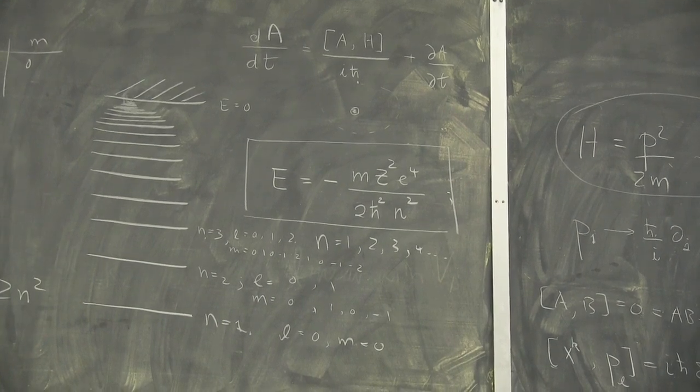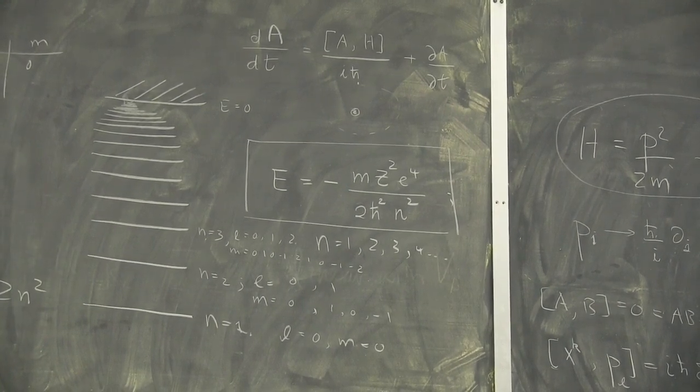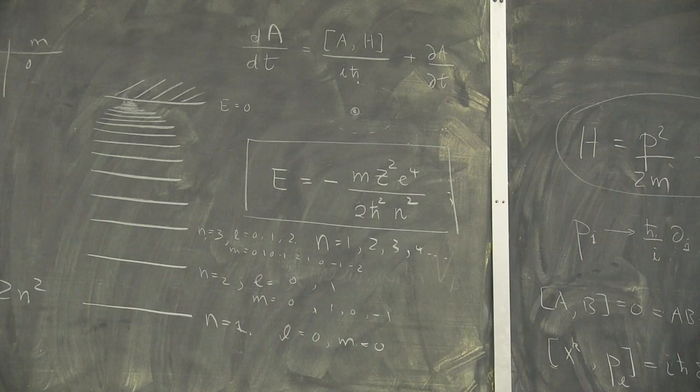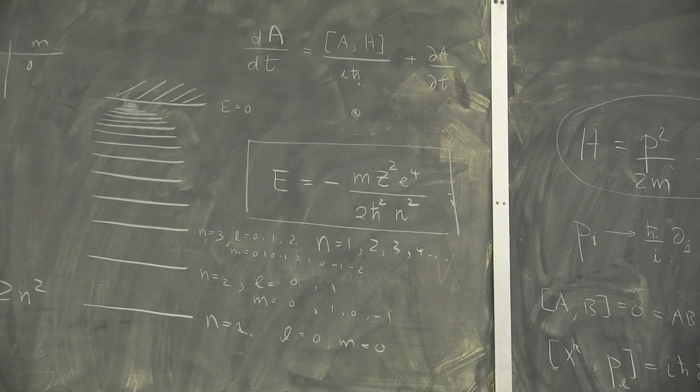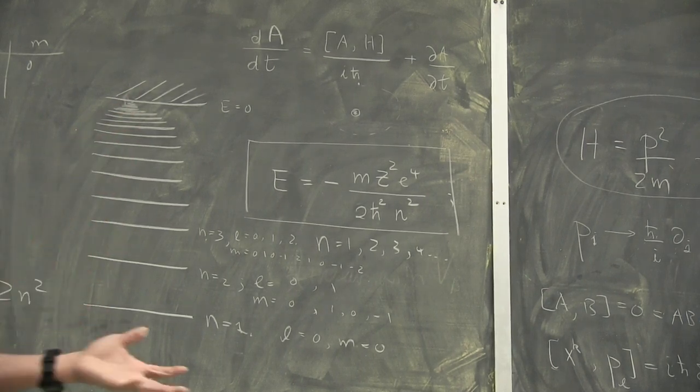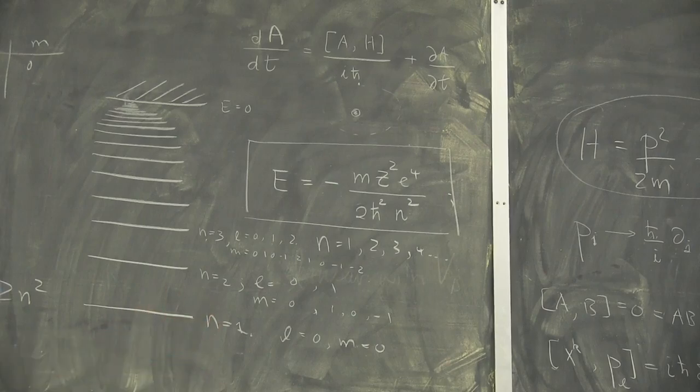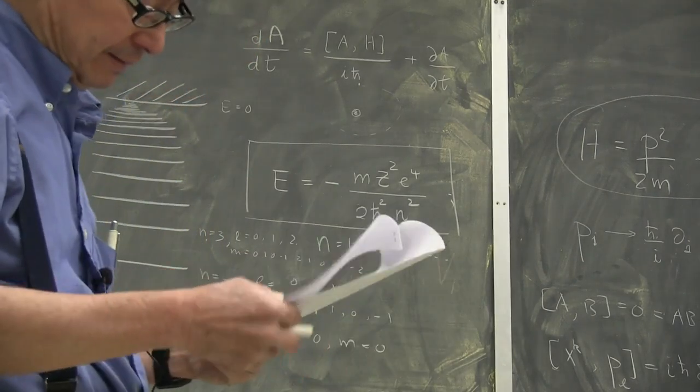So if the Hamiltonian commutes with some operator A, then the equation says that dA/dt is equal to 0, which means what? A is a constant of motion. So that means there's a certain symmetry in there. A is a constant of motion. So to examine the symmetries, you just take H and see what operators it commutes with, okay?